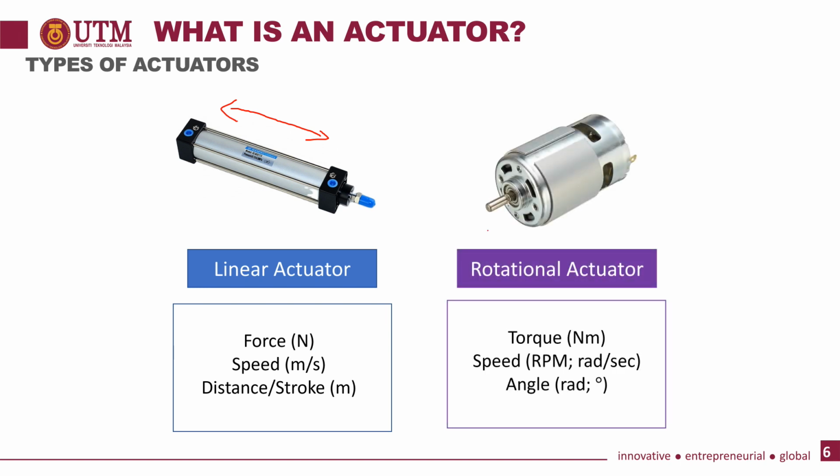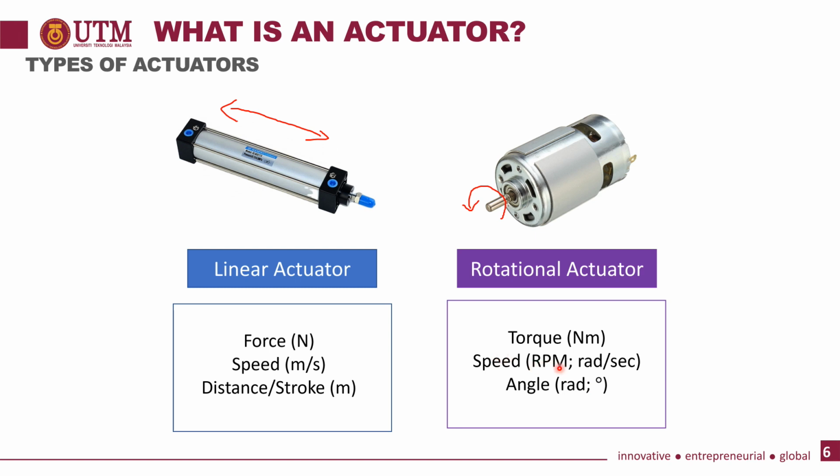So next is the rotational actuator. Obviously the name itself says that it is rotating. So when it is rotating, we use the unit called torque. Torque is in Newton meter. And then in terms of speed, we use rotation per minute, RPM, or radian per second, because the rotational actuator is related to the angle, or related to the rotation. RPM is actually revolution per minute.